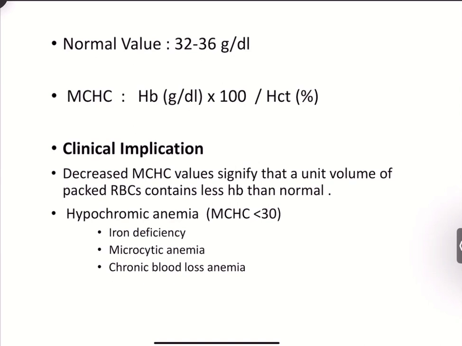Then this MCHC is decreased when your RBC doesn't contain enough hemoglobin. If it's high in hemoglobin, it will have a high value. So this MCHC also correlates to the color of your RBC. Hypochromia and hyperchromia.